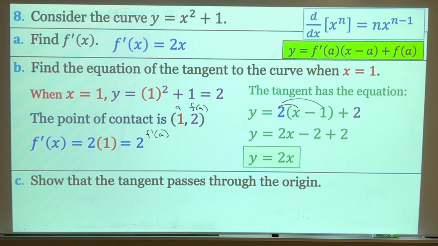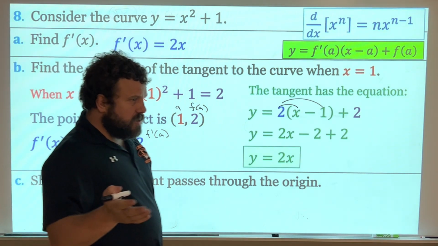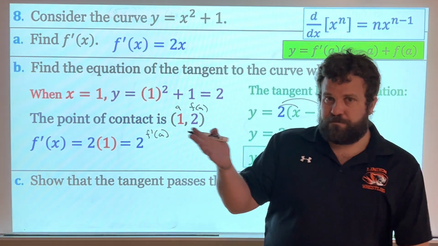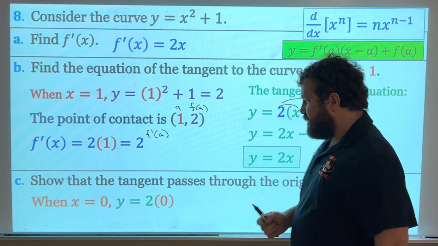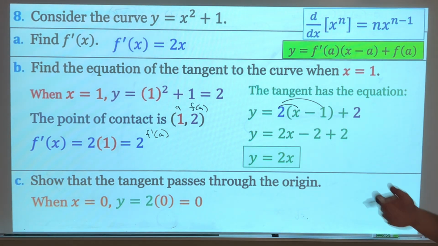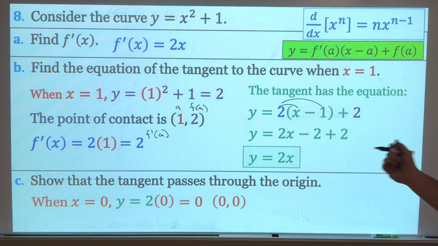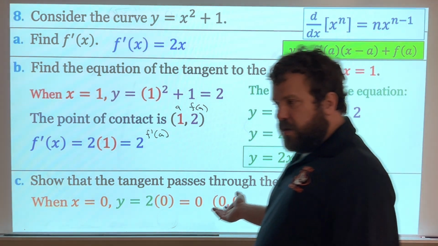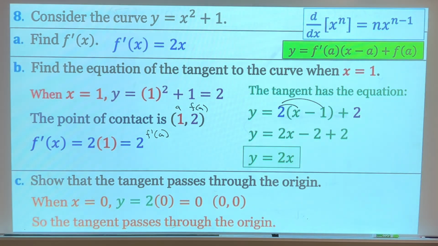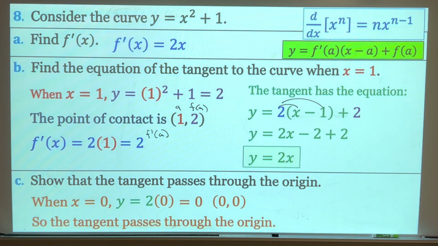So, last one, show that the tangent line passes through the origin. Well, at the origin, what's our x value? 0. So when x equals 0, y equals 2 times 0, which is 0. So that's the point (0, 0), and (0, 0) is the origin. So the tangent does indeed pass through the origin. Right?